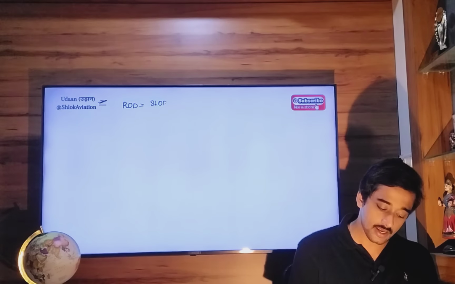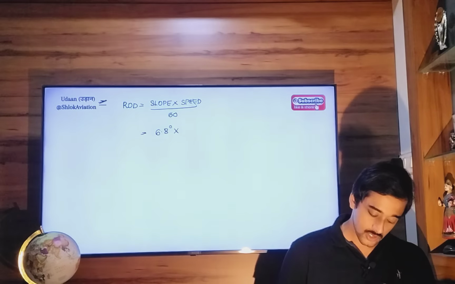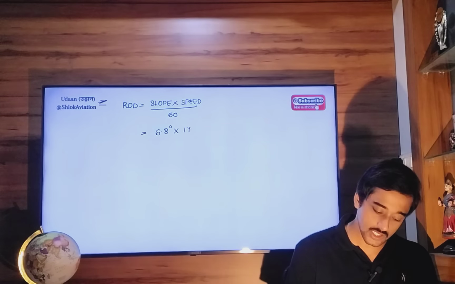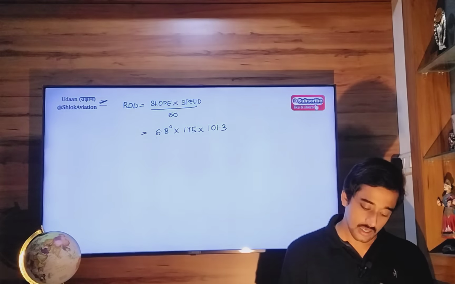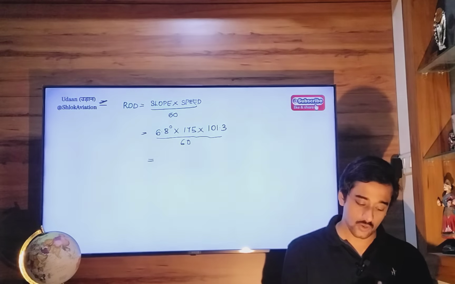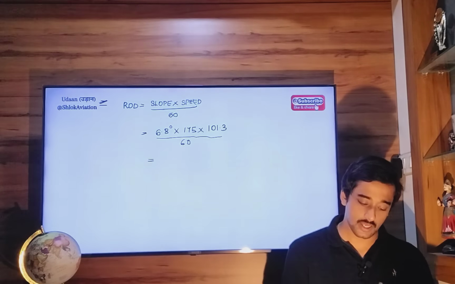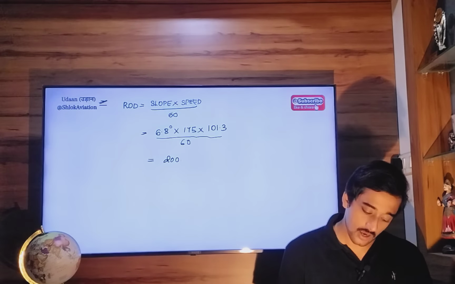Now, use the ground rate of descent formula. Rate of descent equals glide slope angle multiplied by speed, divided by 60. So glide slope angle is 6.8 degrees. Ground speed of your aircraft is 175 knots. Multiplied by 101.3 feet per minute, divided by 60. So 6.8 into 175 into 101.3 divided by 60 is 2009. So the rate of descent is 2009 feet per minute.